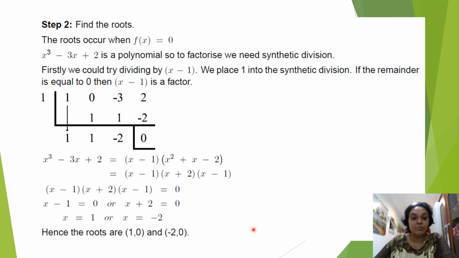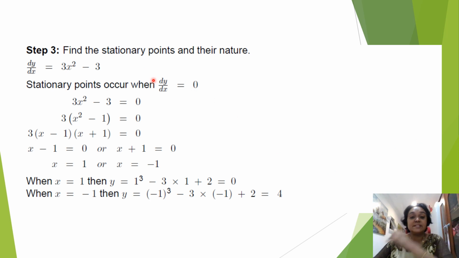So far we have found the y-intercept and the x-intercepts, and the next step would be to find the stationary points and to determine the nature of these stationary points. The first step to define the stationary points is simply finding the derivative of the function. Then equate the derivative of the function with 0, and then we solve, and we will get x as 1 and negative 1.